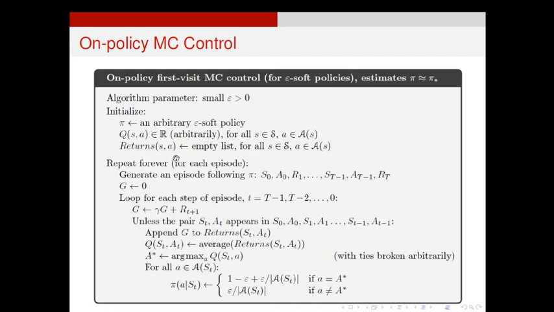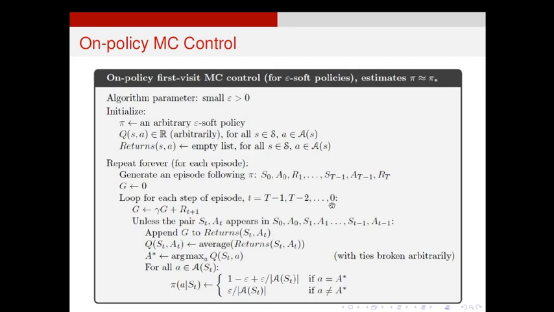Then Returns(s,a) is an empty list to store the return corresponding to each action in each state. Then repeat for all episodes. Generate an episode following pi, starting from S0 to ST minus 1. That means this is a strict episode starting from S0. We cannot start from any arbitrary state. Then loop for each step of the episode, t equals T minus 1, T minus 2, etc. up to 0. That means we calculate this return from the end node.